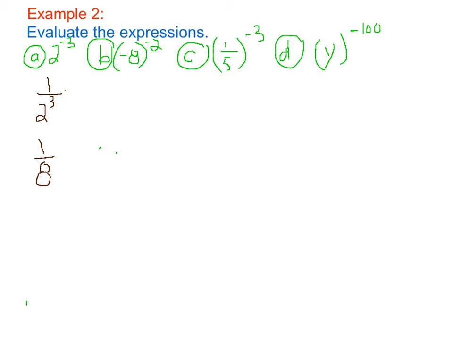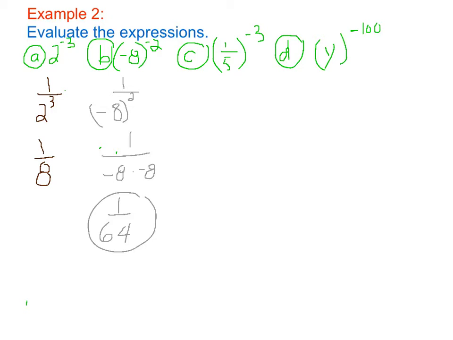If we look at part B here, quantity -8 raised to the -2, that's like saying we've got 1 over -8 squared, because we're writing the reciprocal and changing the sign of the exponent. That means 1 over -8 times -8, and that is equal to 1 over 64.